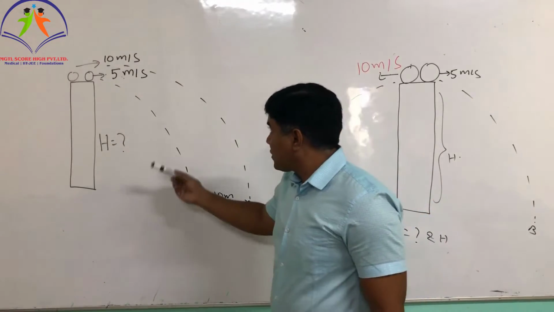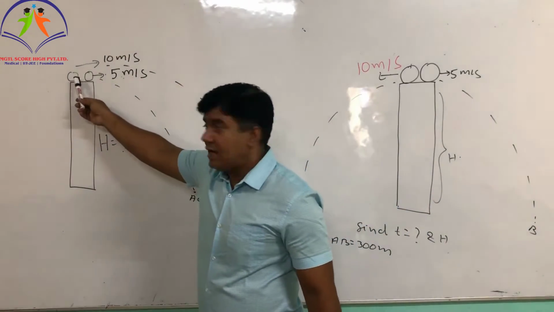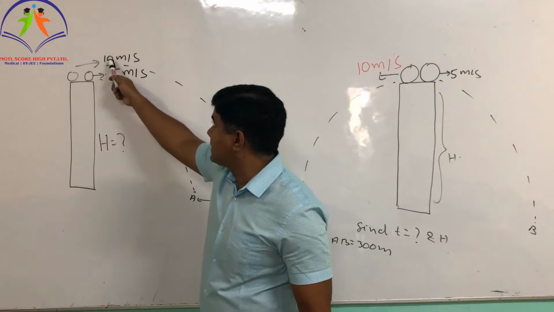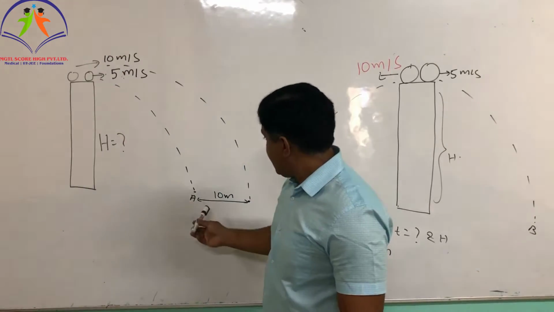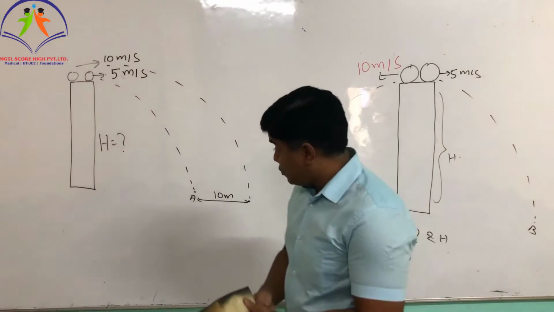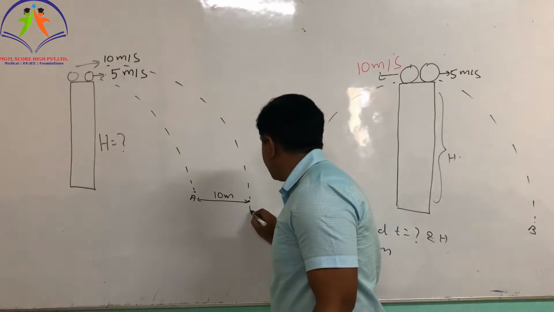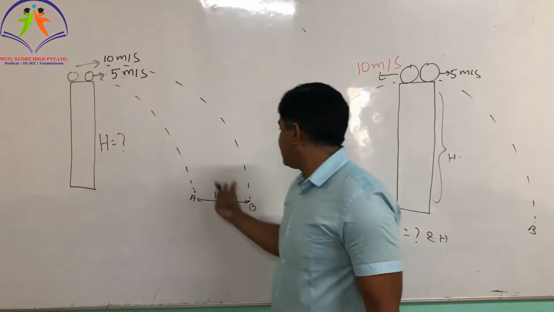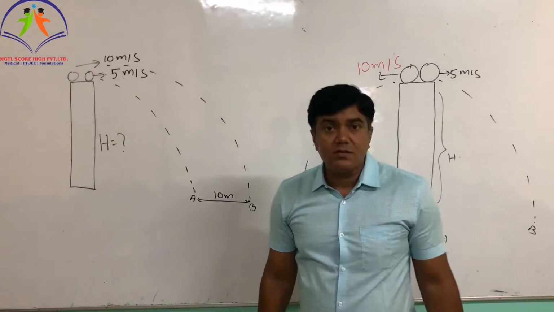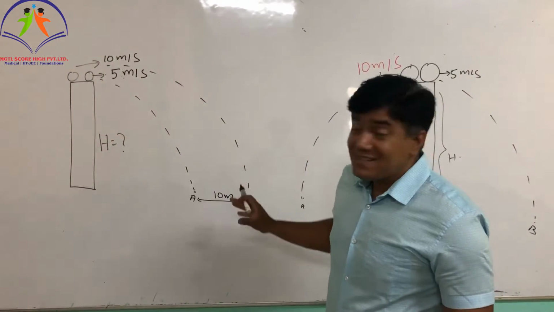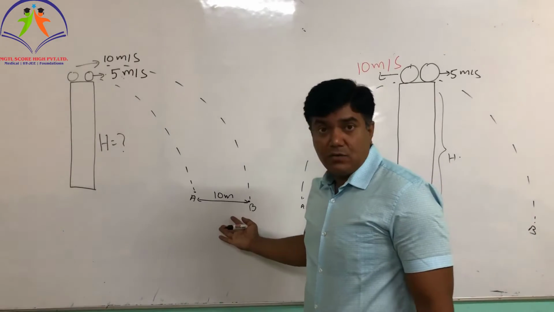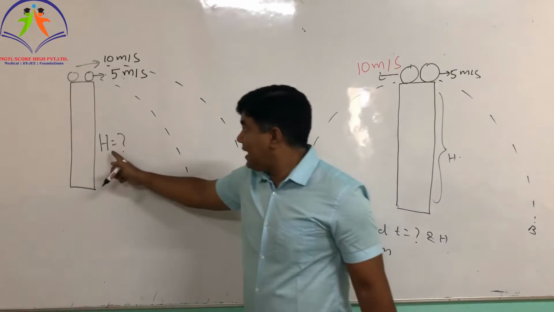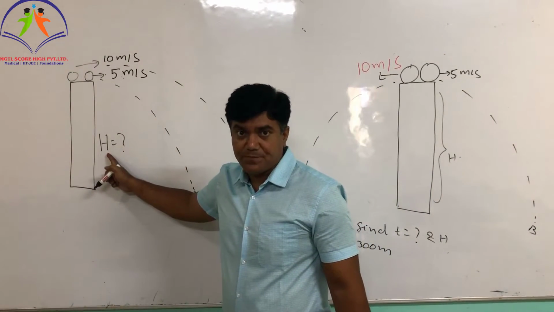So see here, two stones are thrown with velocity 5 meter per second and 10 meter per second, and they fall to the ground at point A and at point B. 5 meter per second has fallen at point A and 10 meter per second has fallen at point B. Now the questions are: what is the time taken by the body to reach the ground? Second, what is the height of the tower from which they were thrown?